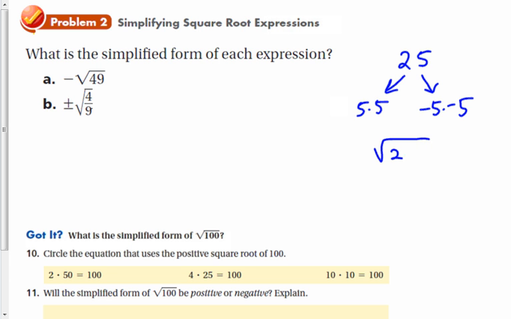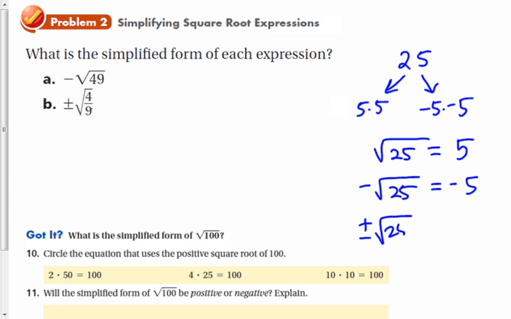If you write the square root of 25 this way, then that means you're looking for the positive square root, which would be 5. If you write it this way, that means you're looking for the negative square root, which is negative 5. And if you write this, that means you want both square roots, and that would be plus or minus 5. So here within this first problem, we're looking for the negative square root. So it's going to be a negative. And then we know that 7 times 7 is 49, so the square root of 49 is 7.